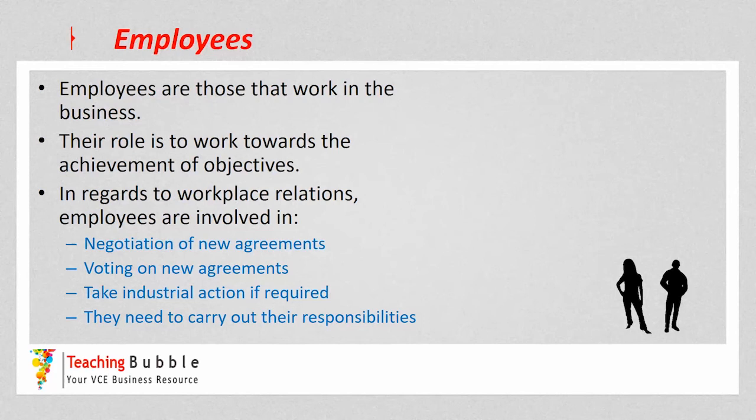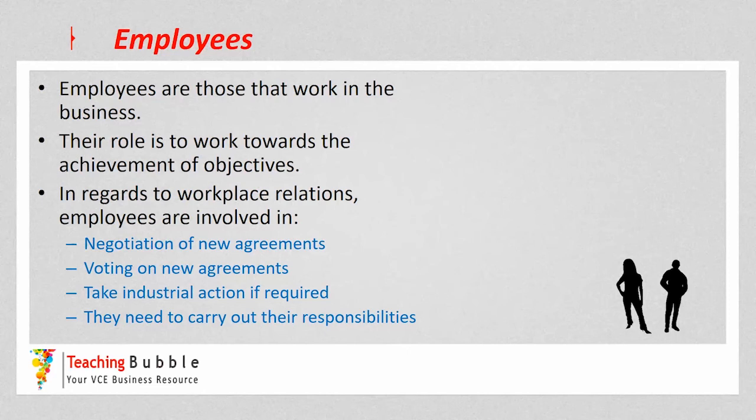It could be that if negotiations are breaking down, they may be involved in taking industrial action if required. So things like going on strike to try and express the importance of the employees to the employer, to try and persuade them to come to the negotiation table and increase their wages or conditions. And also, they're really there to carry out their responsibilities. So once an agreement has been set, the responsibility of the employees is actually to carry out the work that's stipulated in that agreement.